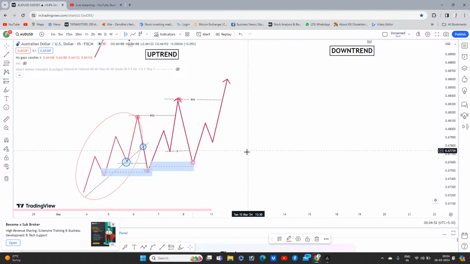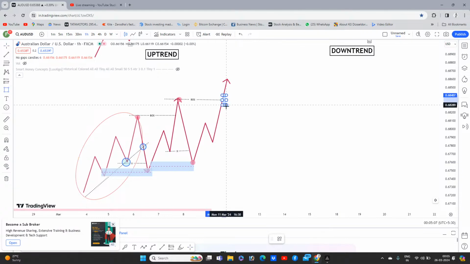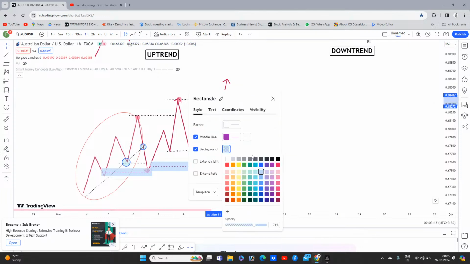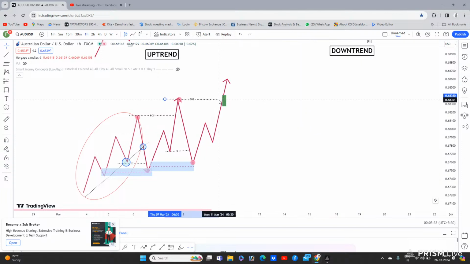We can only mark this as our swing point when the market breaks this structure to the upside. And by breaking, what I mean is when the market makes a closing candle, a green one. In my case I make it blue, but generally when the market makes a green candle above this zone, then only we can say that the market has made a break of structure, which is called BOS.